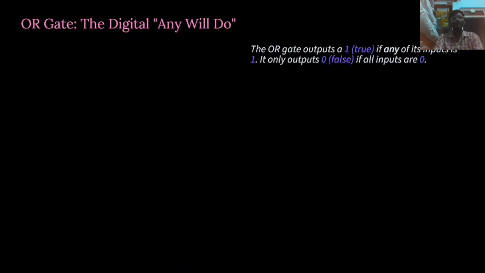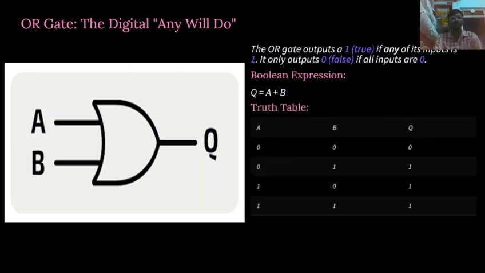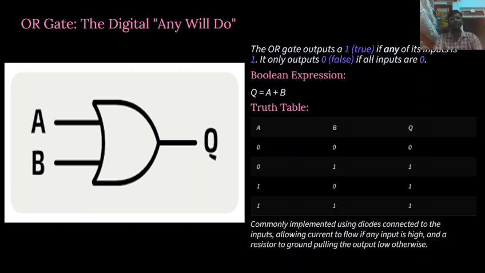It is typically implemented using two transistors in series. OR gate, the digital any-will-do. The OR gate gives the output true if any one of the inputs is 1. Only if both inputs are 0 will the output be 0. Boolean expression for the OR gate: Q equals A plus B. Here in the image, A and B are the inputs and Q is the output. Truth table of the OR gate: 0 plus 0 equals 0, 0 plus 1 is 1, 1 plus 0 is 1, 1 plus 1 is 1. Commonly implemented using diodes connected to the inputs, allowing current to flow if any input is high, and a resistor to pull down the output.